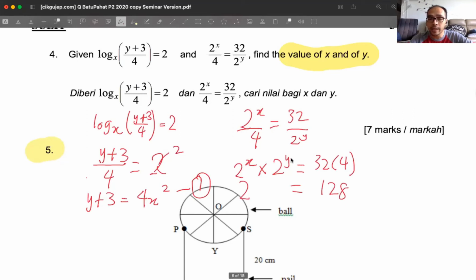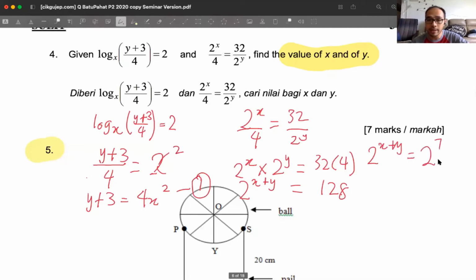So the indices will become 2x plus y equals 128. Now you cannot do much over here yet, but we know that we can change 128 to become 2 to the power of something. If you are familiar with indices, then you know that you can change the 128 to become 2 to the power of 7. So 2x plus y equals 2 to the power of 7.